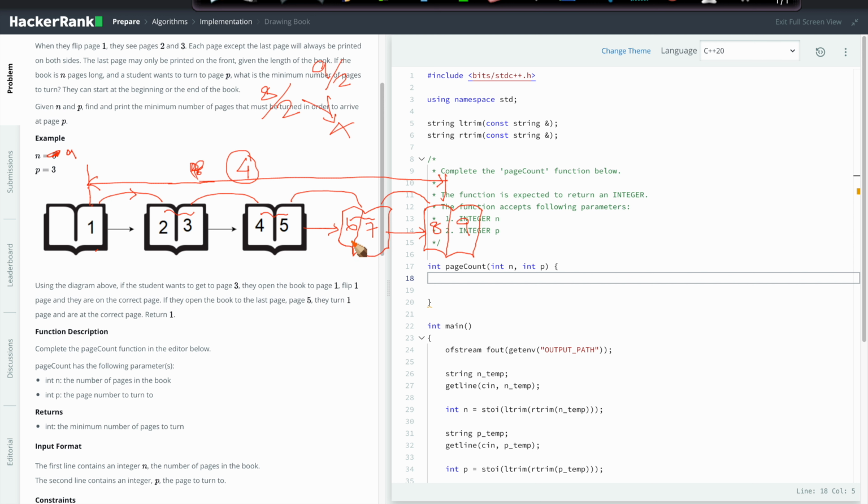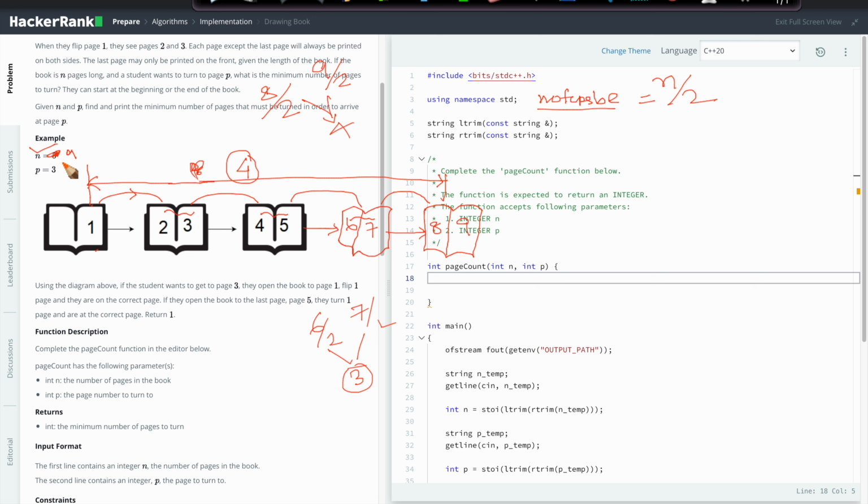Let's consider 6 7. Suppose 6 7 is the last page. In this case 6 divided by 2 and 7 divided by 2 are the same, both will give us 3. Now see, 1 2 3, 3 turns are required, correct? That means we found the total number of flips required to reach the end page. The end page we will get from n. Can we say a common formula like n divided by 2? It is nothing but the number of flips required from begin to end equals n divided by 2.